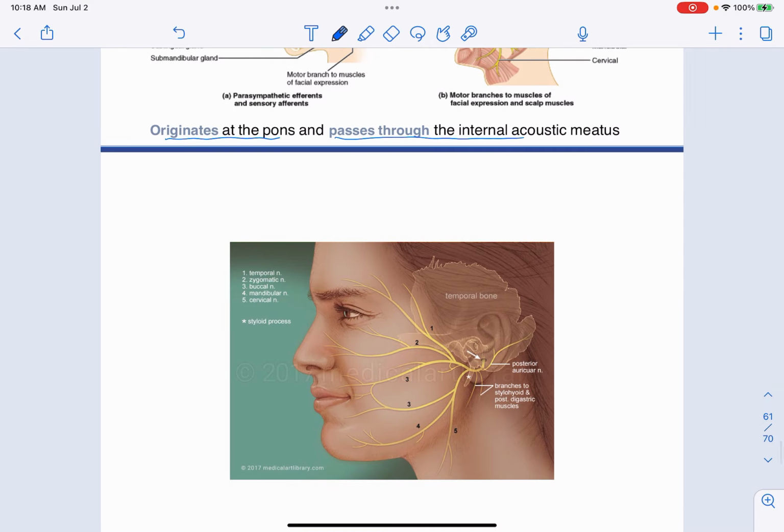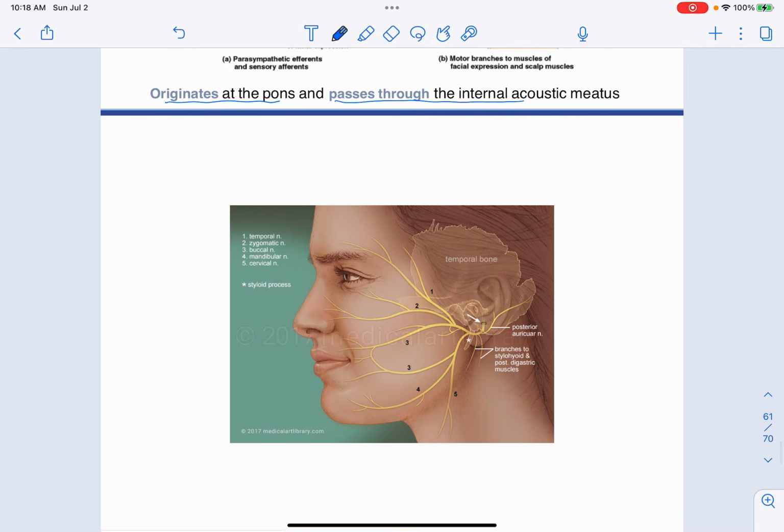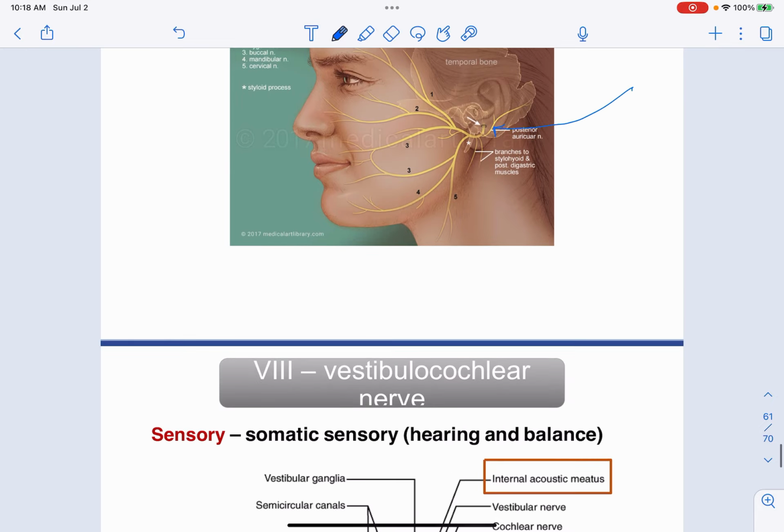All right, this is showing you some of those branches that are happening once it passes through that internal acoustic meatus. You get several branches of that nerve to innervate various places along our face.